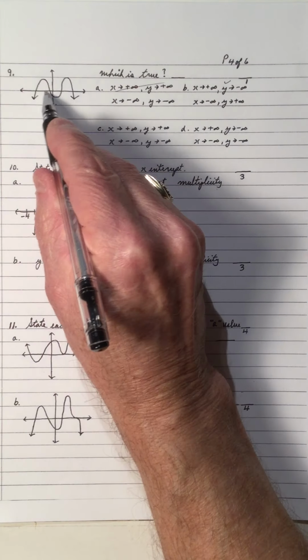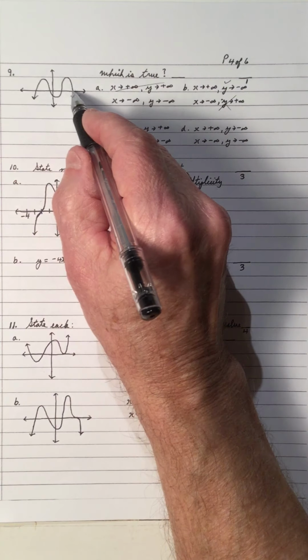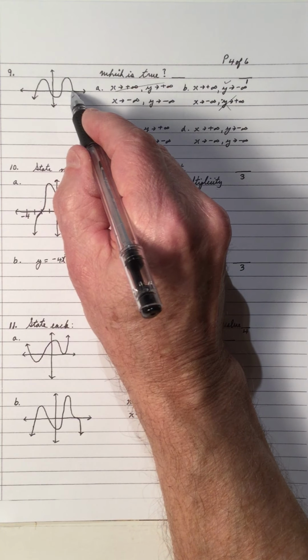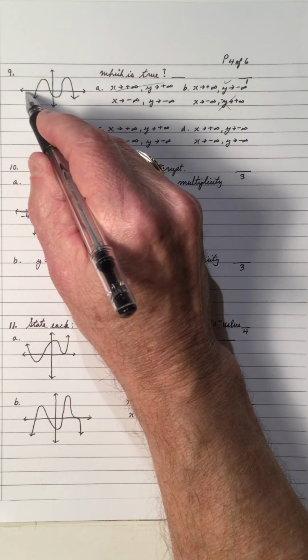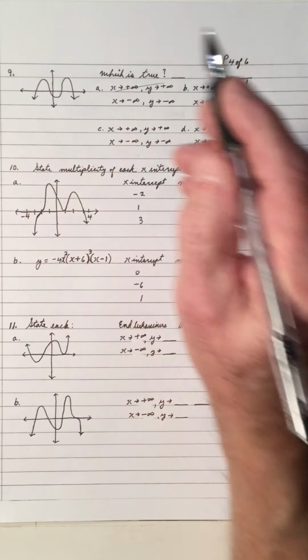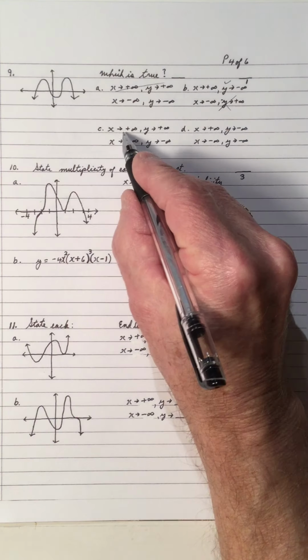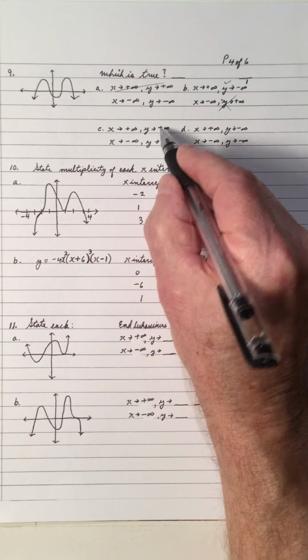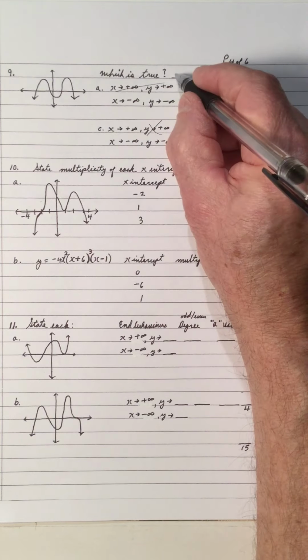X is going to negative infinity, y is going to positive infinity. Nope. So right here, x is going to positive infinity, y is going to negative. X is going to negative infinity, y is going to negative. So which one is it? It's x is going to positive infinity, y is going, nope. So it must be D. So D is the correct answer.